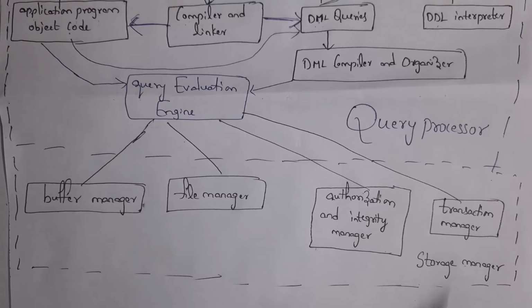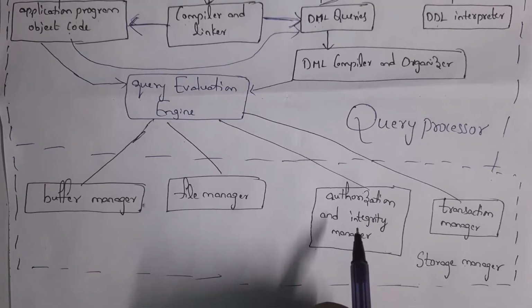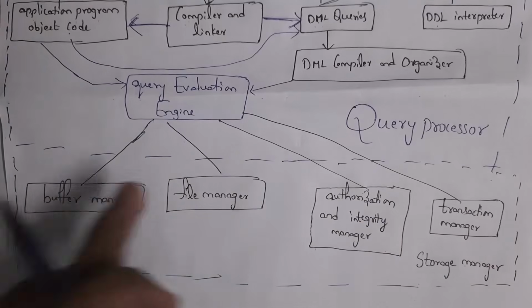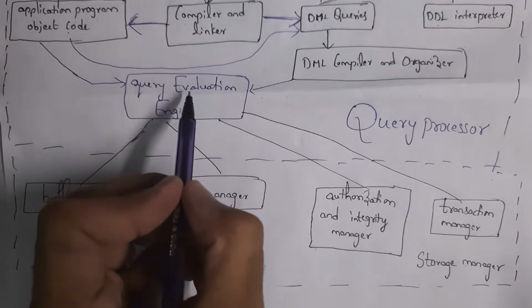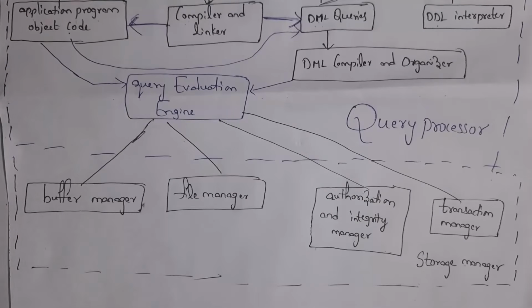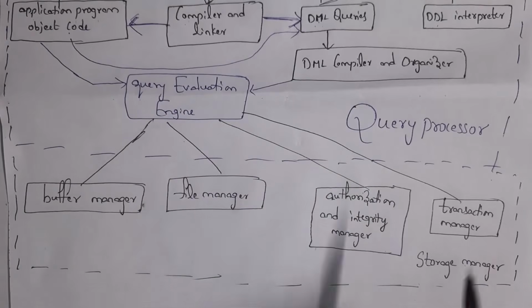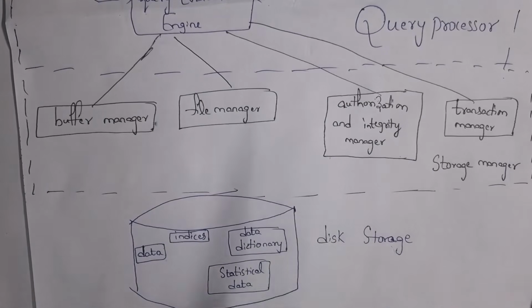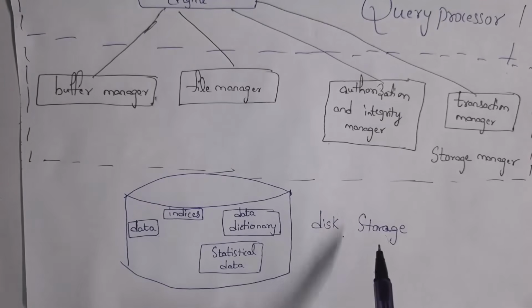The storage manager contains four important components. They are buffer manager, file manager, authorization and integrity manager, and transaction manager. All these are components of the storage manager. All these are connected to the query evaluation engine. Whenever a user sends any request, after evaluating it, based on the user request, either that request is sent to the buffer manager, file manager, or authorization and integrity manager, or it is sent to the transaction manager. I will explain these four storage manager components in detail, but before that, you need to know what disk storage is. Disk storage is nothing but physically where your data is stored, that location.